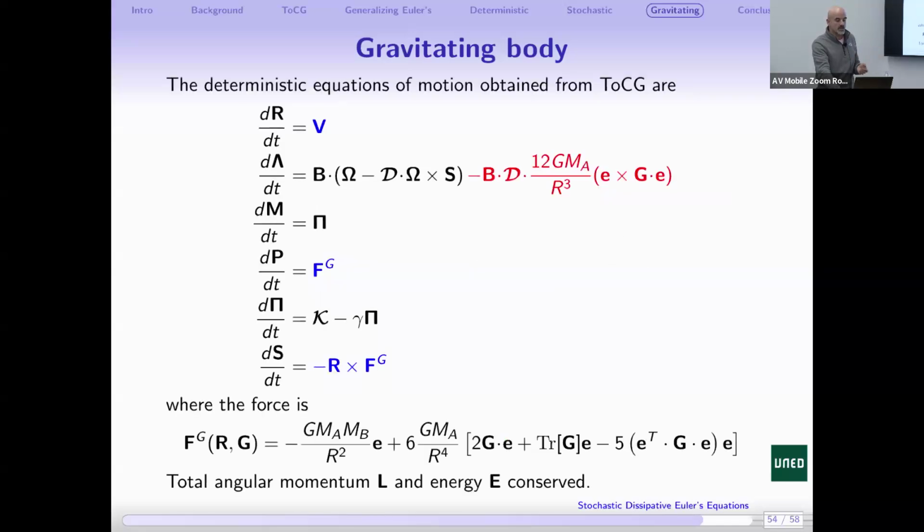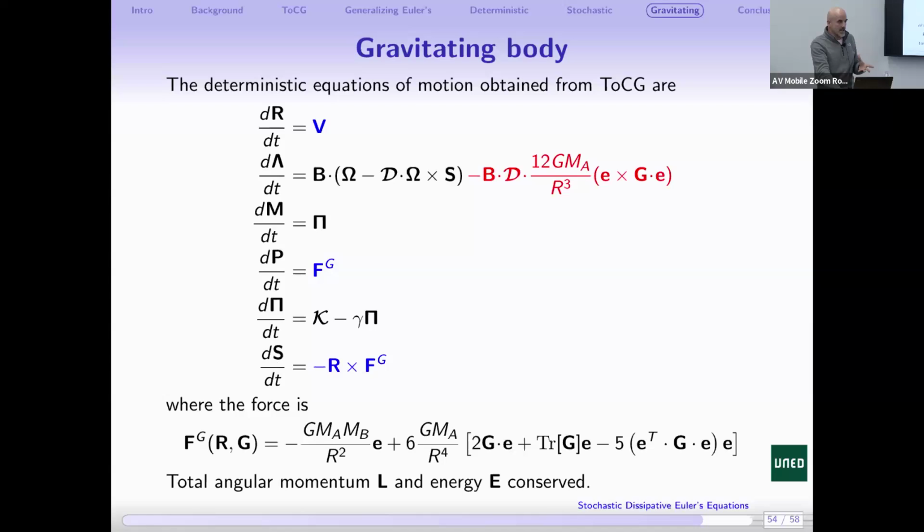And these are the equations that emerge from this theory. This governs the position, the orientation, the central moments, the momentum. Of course, the forces are purely gravitational. You recognize here the 1/R² force, and also these are the tidal forces that depend on the gyration tensor. And also you have an equation for the shape of the body. Total angular momentum is conserved, but the angular momentum of the body is not. So you have this term here.